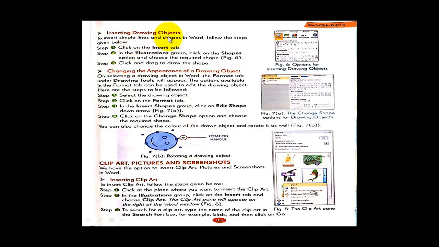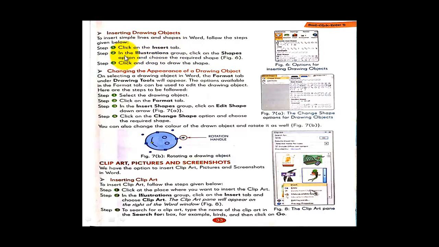Now inserting drawing objects. What are the steps to insert drawing objects? To insert simple lines and shapes in Word, follow the steps given below. Step 1: click on the insert tab. You have to click on the insert tab, which is to the right side of the home tab.